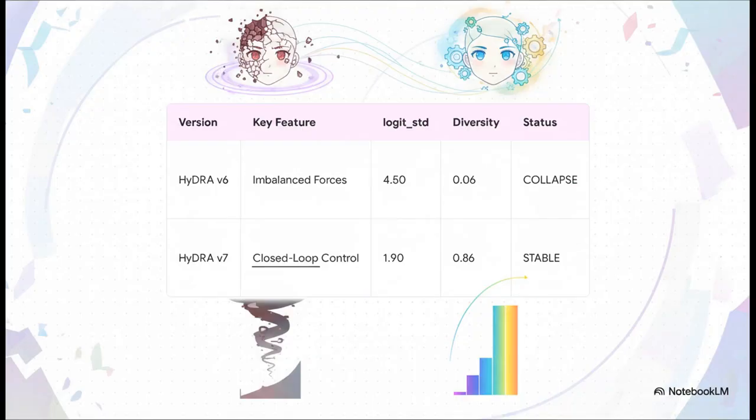And you can see the difference this makes. It's stark. An earlier version, V6, which had these imbalanced forces, well, it suffered a complete collapse. You can see its diversity score just plummeted. But with that closed-loop control system in place, version 7 stays stable, and it actually learns effectively.